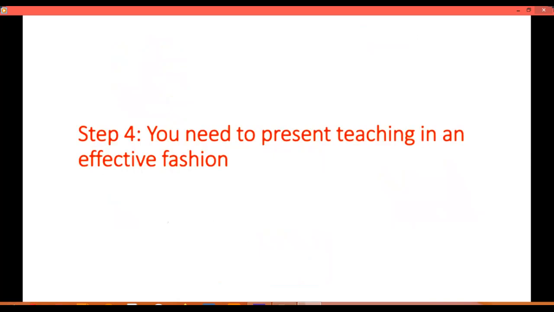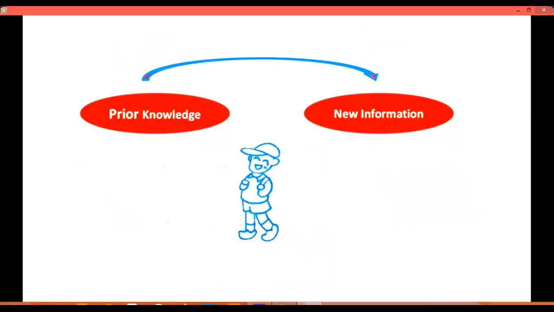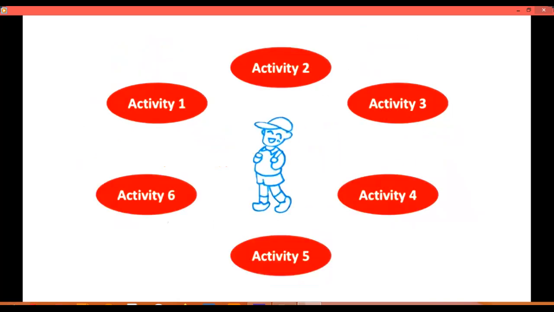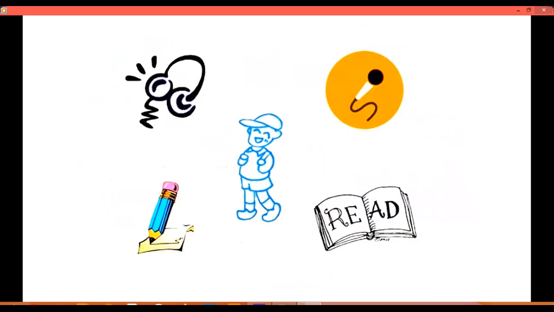Step 4. You need to present teaching in an effective fashion. Based on the teaching objectives, first, you should think about how to activate students' prior knowledge for the new information. Second, you need to consider what teaching and learning activities are useful for acquiring new information. Finally, you need to provide students opportunities to practice and refine the knowledge and language.